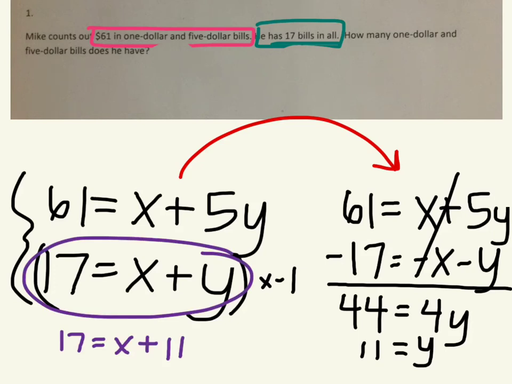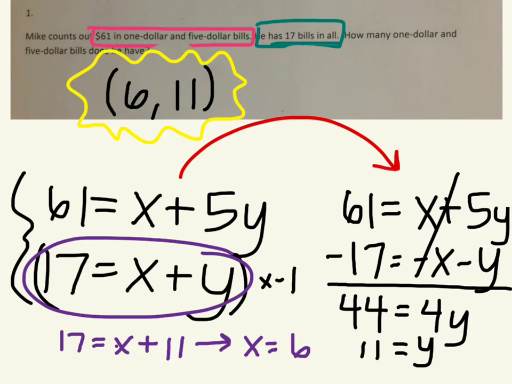I chose the second equation. It doesn't matter which equation you choose, you're going to get the same value of x. So 17 equals x plus 11. 11 is the value of y, so I replaced y with 11. Gives me the value of x of 6. So the solution to this problem is 6, 11. That means there are 6 $1 bills and 11 $5 bills. Adding up is a total of 17 bills in all, and their values total $61.